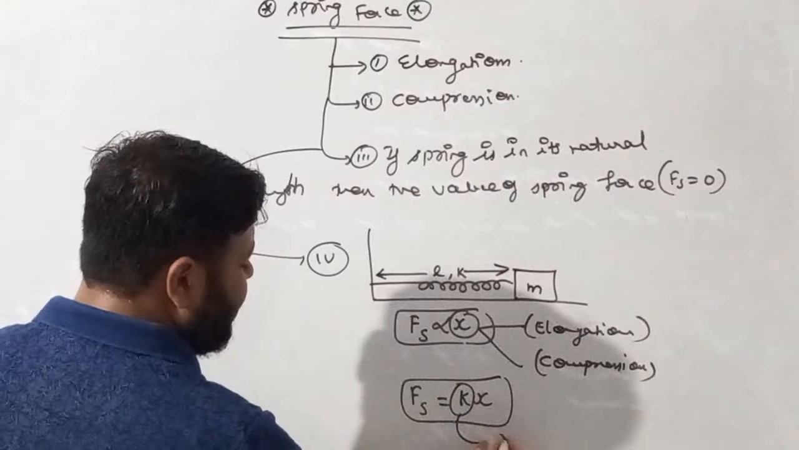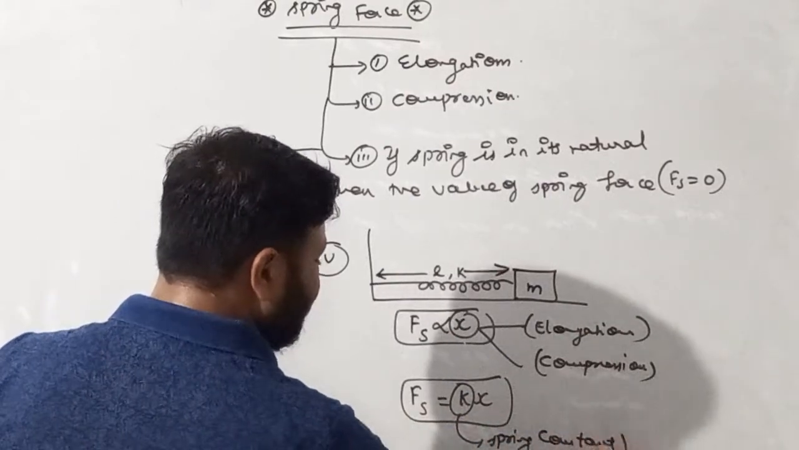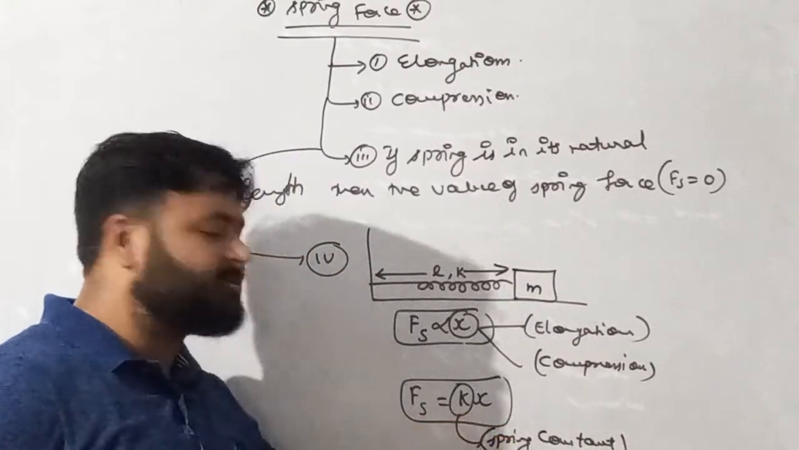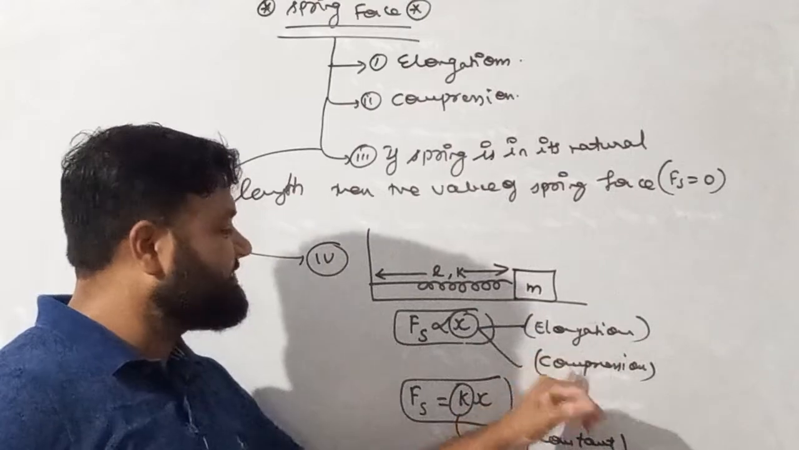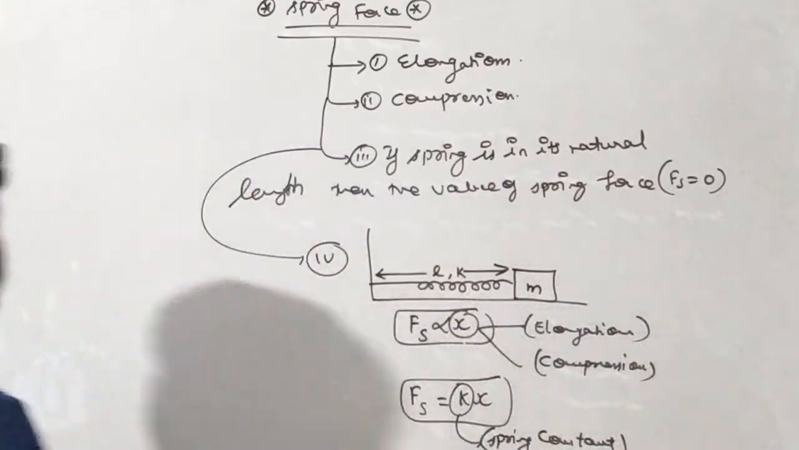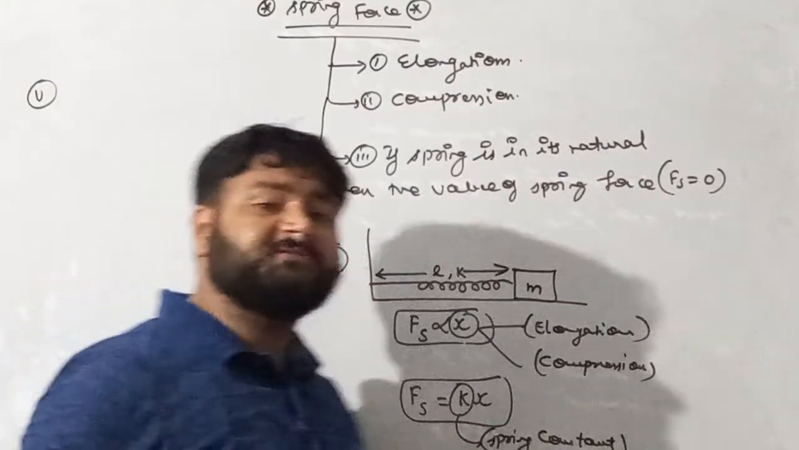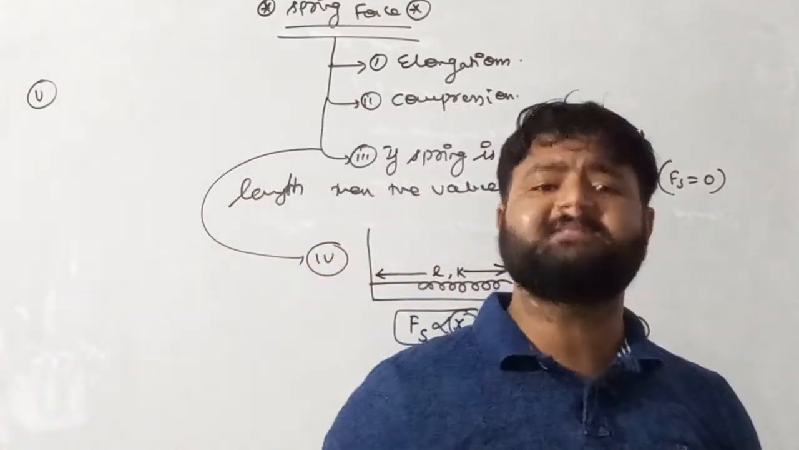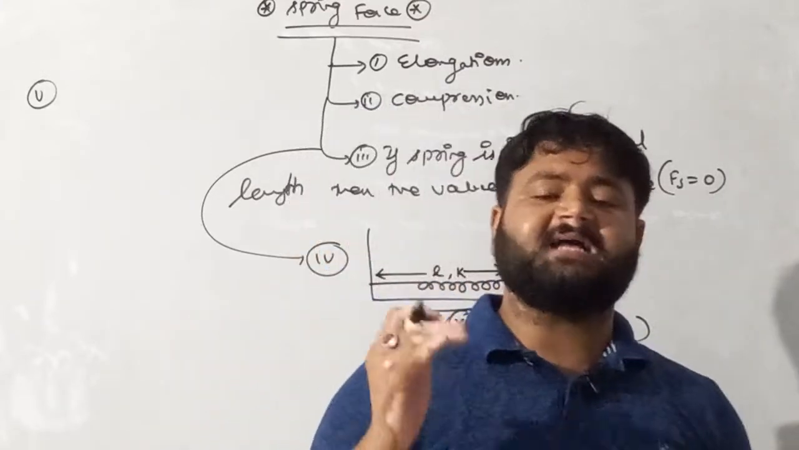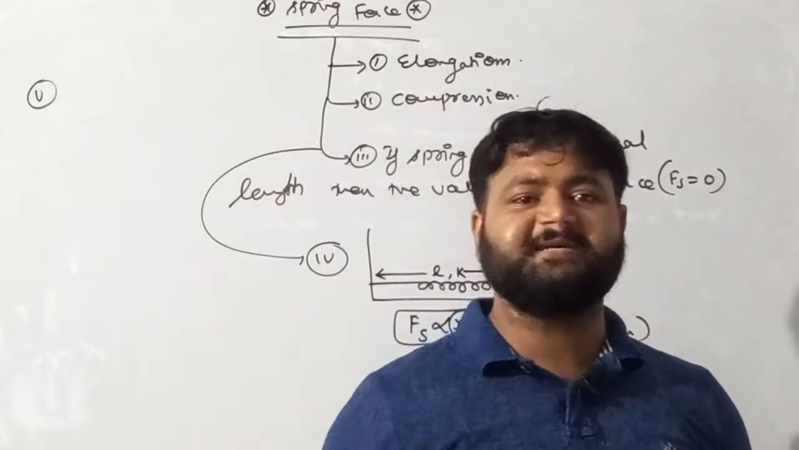Here k is, my dear student, the spring constant. Remember, the value of spring force is F equals kx, where k is the spring constant and x is the elongation or compression. Remember this thing. Next point, which is very important: spring force was already discussed by us in Newton's laws of motion, but here again I am discussing it because I want to find the work done by spring force. That's why I am revising all the things.